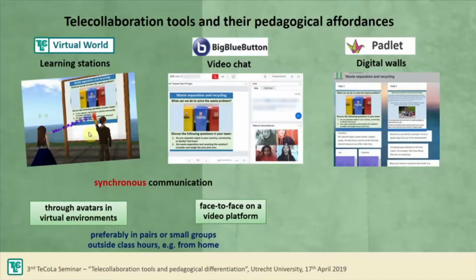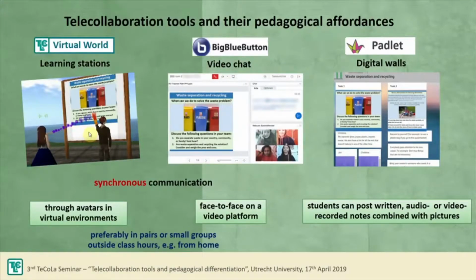In both environments, students can work in pairs or small groups, and this should preferably be done from outside the classroom, for instance, from home. And we can talk about this later, maybe why that is the case.